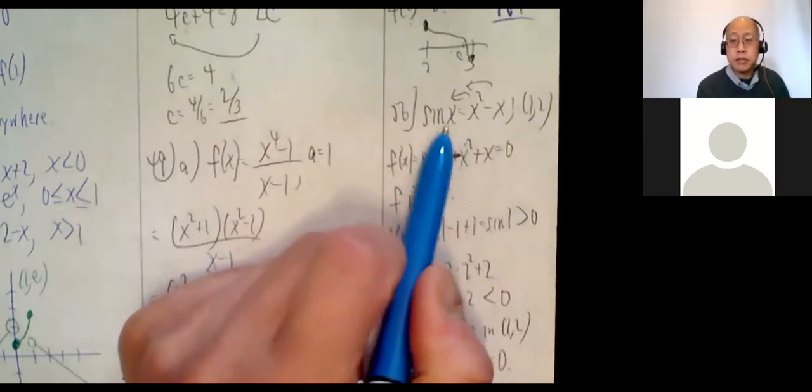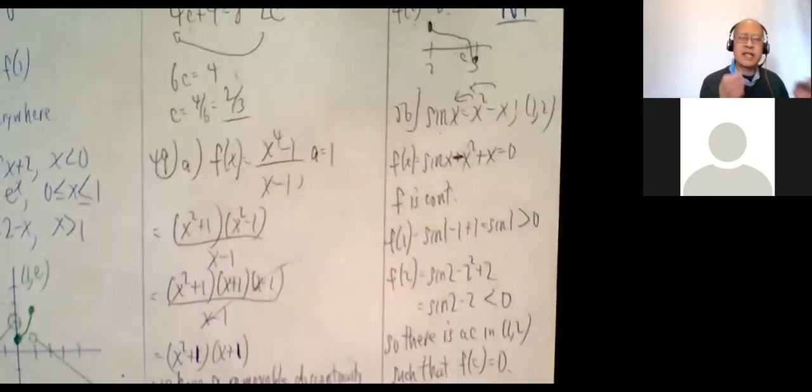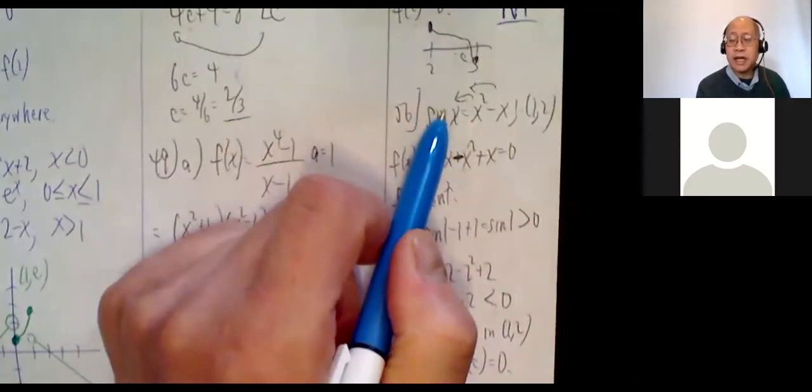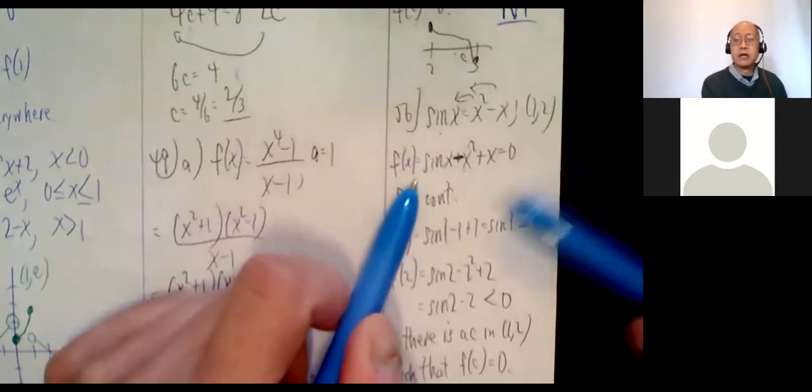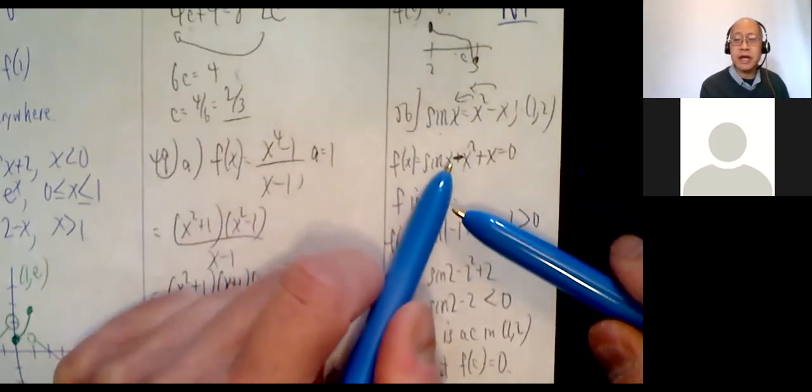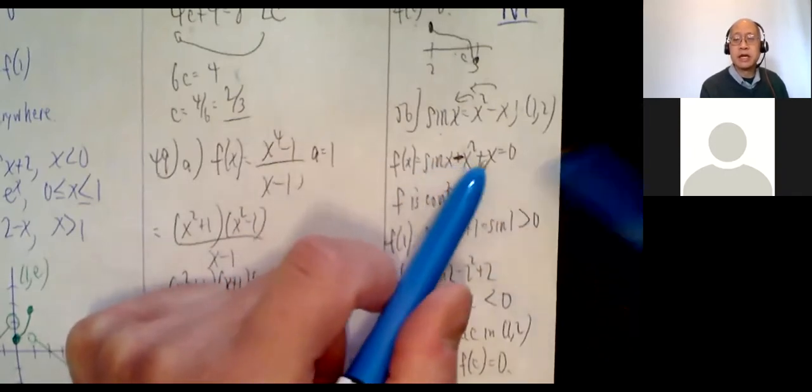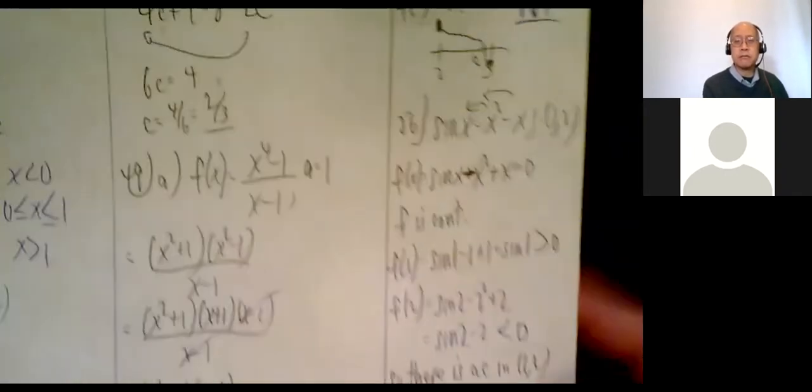Okay, so there's a root, there's a solution somewhere. Notice it doesn't tell you how to get it. We're just saying that it exists. So throw everything on one side, subtract x squared, add x. So the function now looks like sine x minus x squared plus x equals 0. That's my f of x.